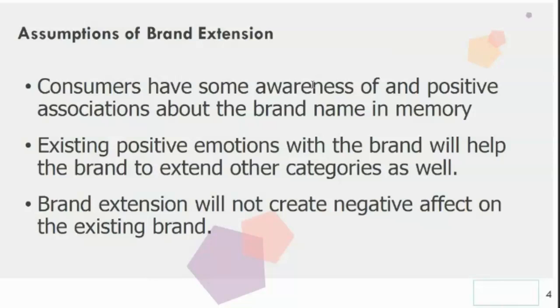The second important assumption is that the existing positive emotion with the brand will help you extend into other categories also. When you're extending into a new category, you always expect your customers to follow you. They should buy the new product also. That can only be possible when they have a positive association with your existing product. For example, Samsung was doing well in home appliances, in TVs, washing machines, refrigerators, so the customer had that positive image and association. So when they extended into the Galaxy series and into laptops, the people did follow, and that's why customers were eager to buy those products as well.